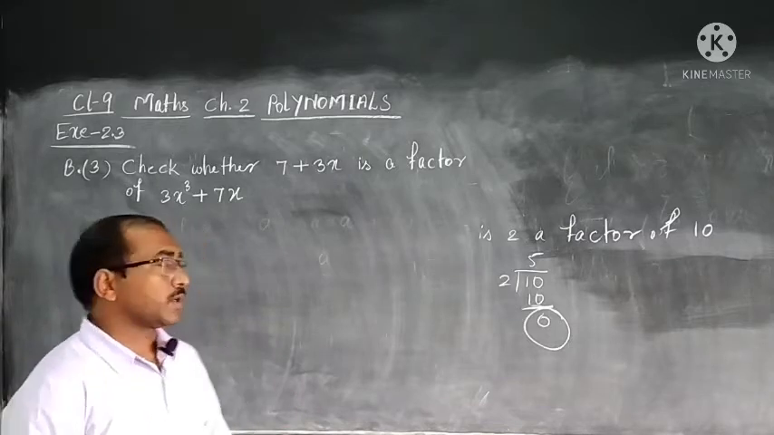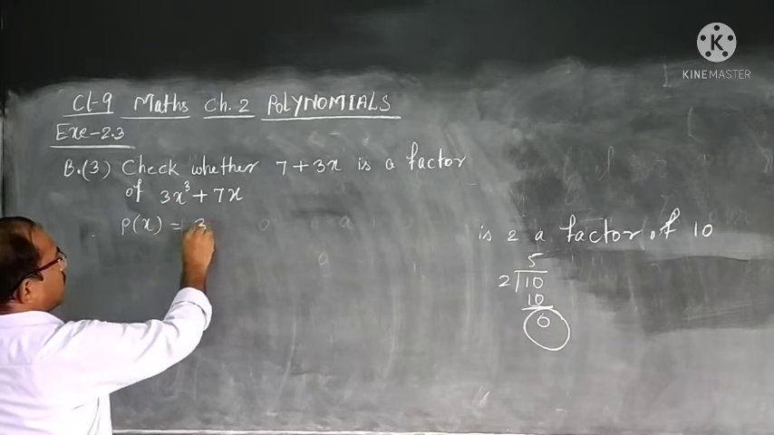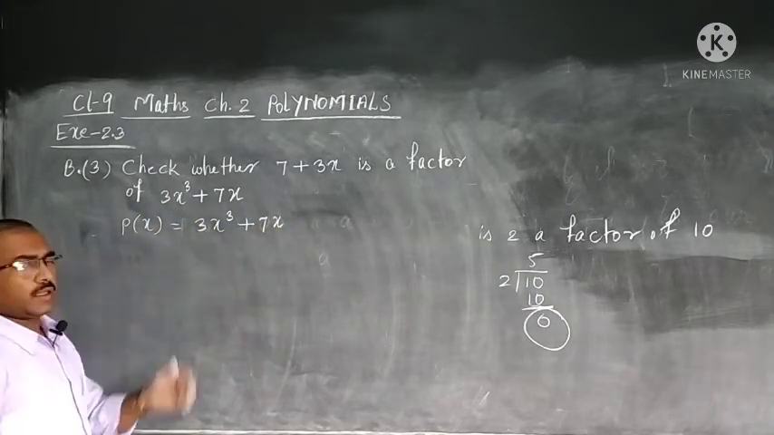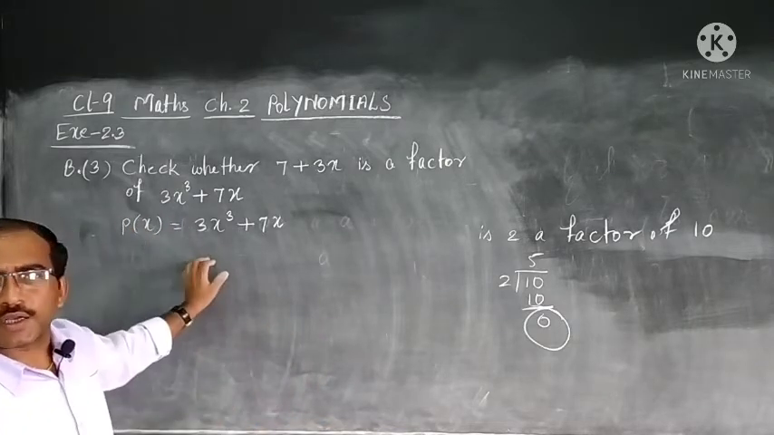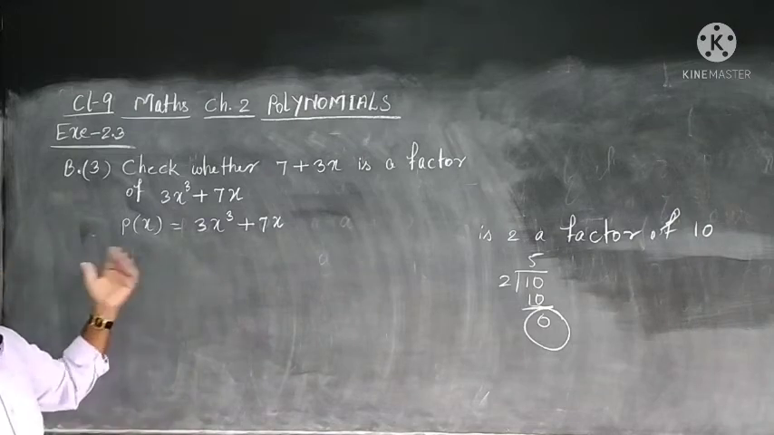So, let us start the work. We can write down here also like this, polynomial is 3x cube plus 7x. In the last two questions I did not write like this, it was not that necessary. Here also we can proceed without writing. Sometimes we feel like writing, we will write.